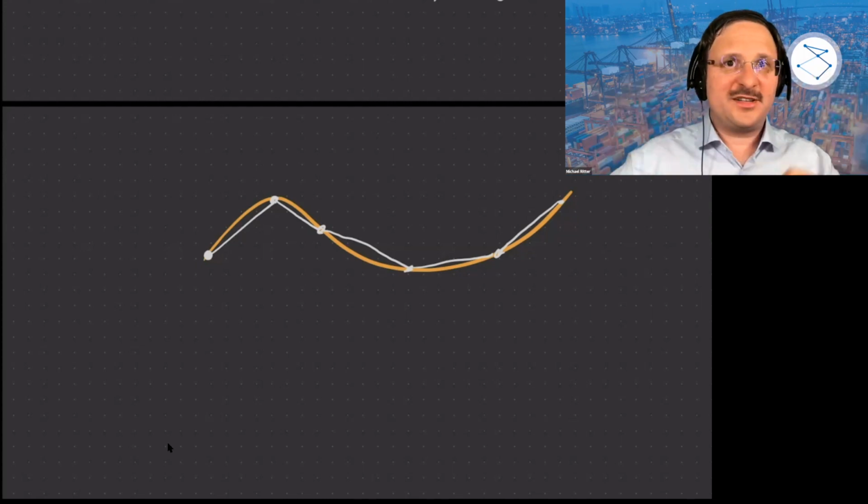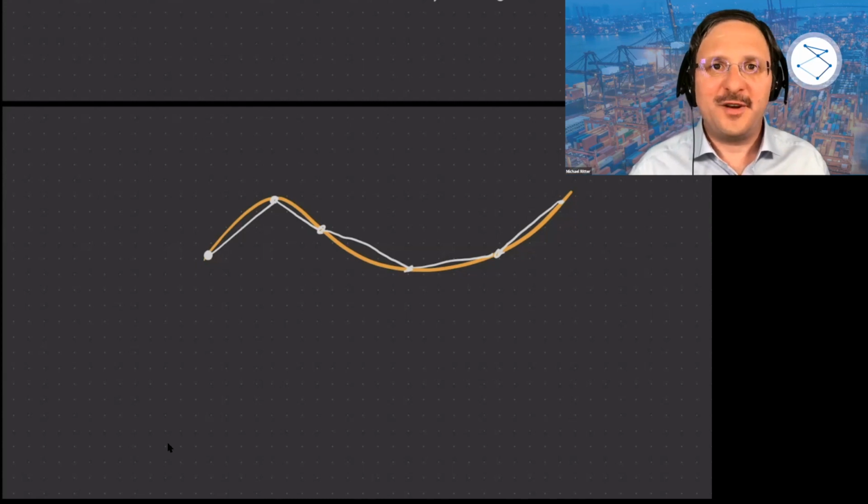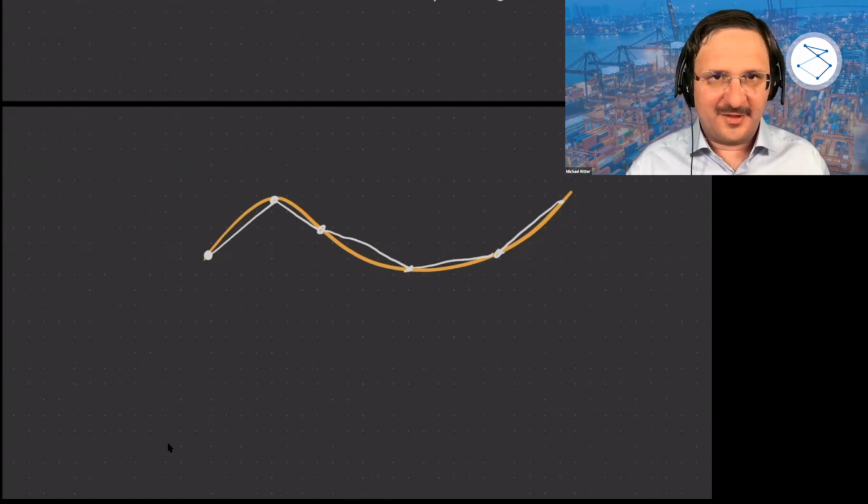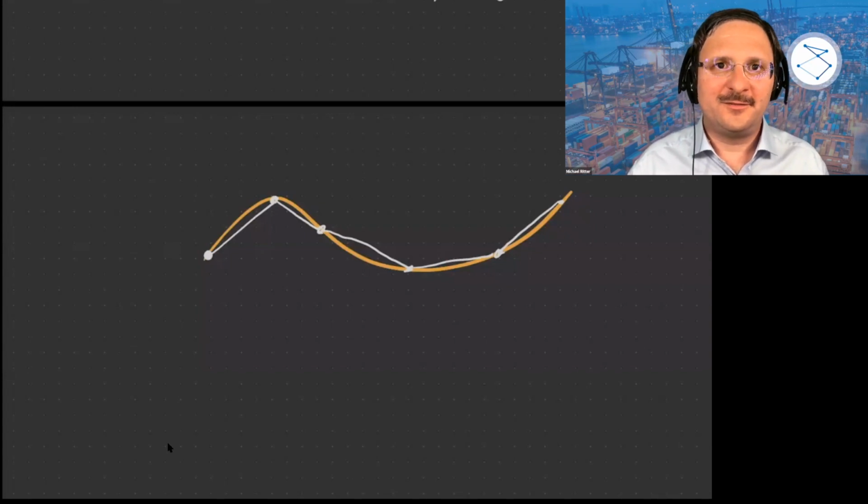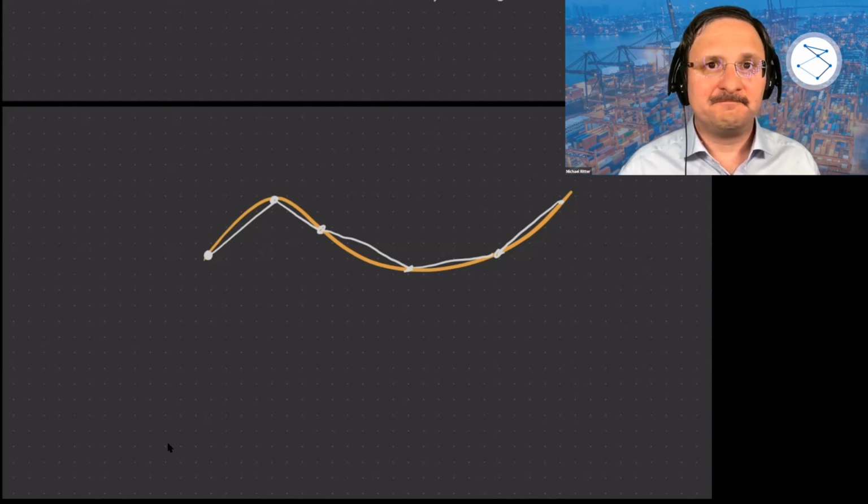Right, again, for more details, please watch the video called curve length. There I try to explain that limit process in a bit more detail. Anything else? Nope, I don't see anything else.